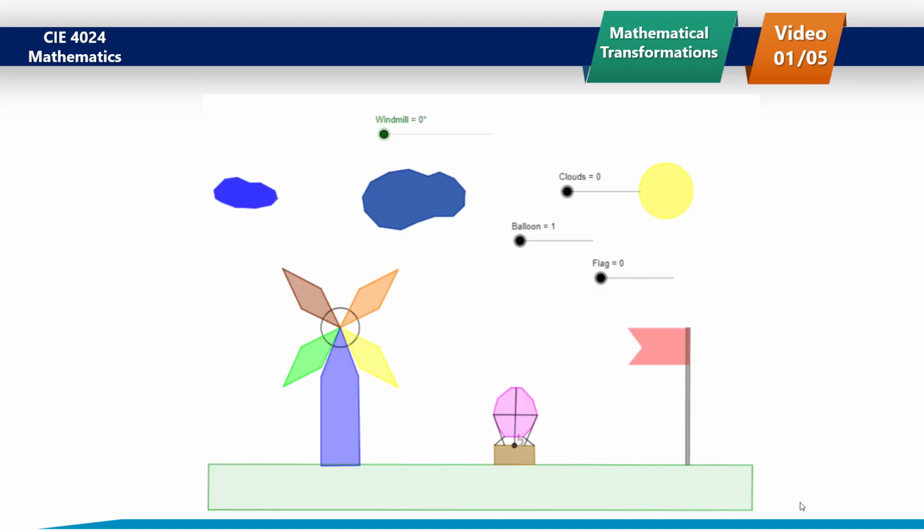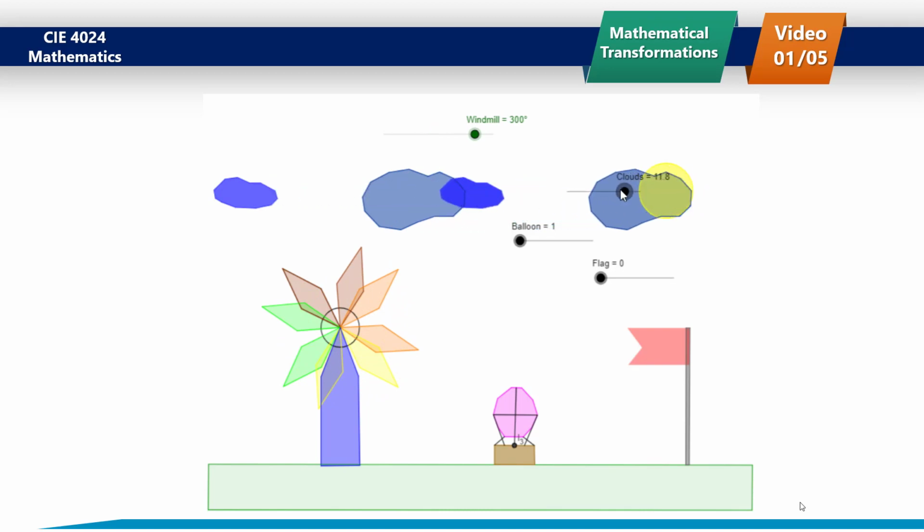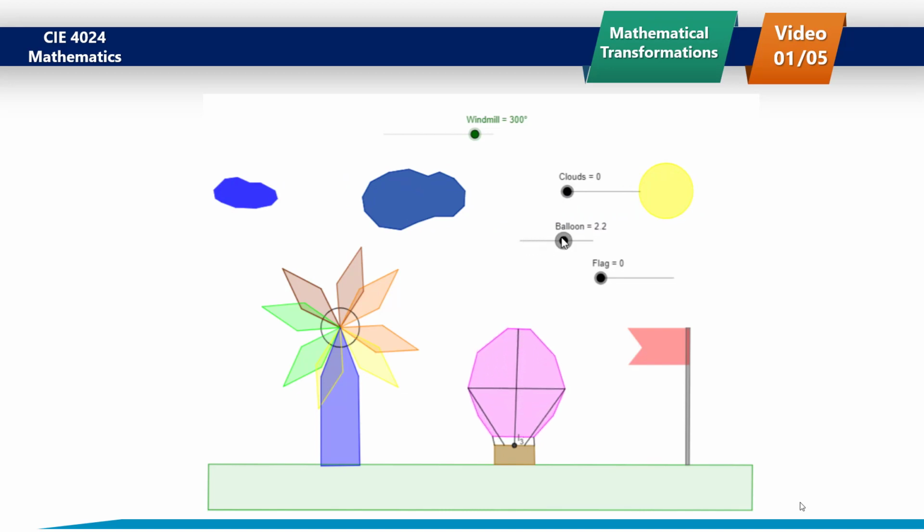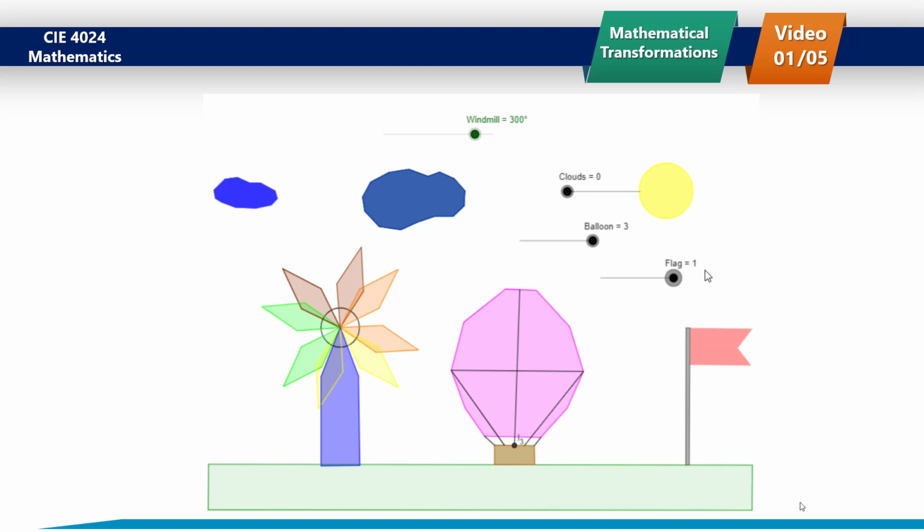So we see transformation in real life. There are some real life examples. You can see that the windmill is rotating. So this is a form of rotation. And you can see the clouds, they are moving, that is translation. And the balloon, when you blow it, will change its size but the shape will remain the same. So this is enlargement. And you can see the flag, when it flips, it is called reflection.